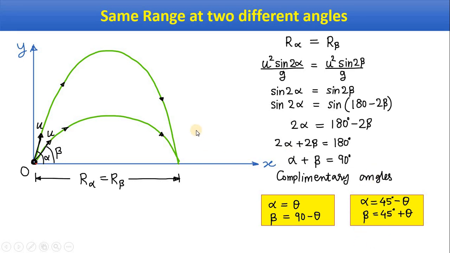Hence we should remember that if you want to obtain the same range at two different angles, then those two angles must be complementary angles, or the sum of the angles should be 90 degrees. Let's go to the next derivation.